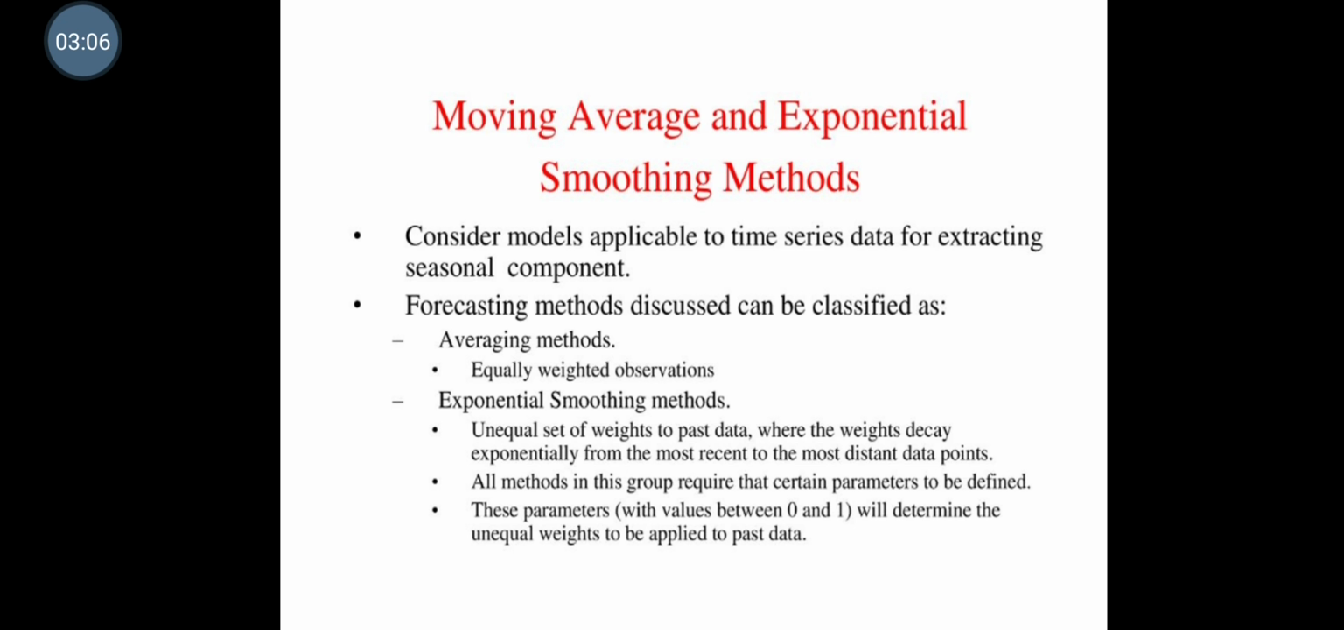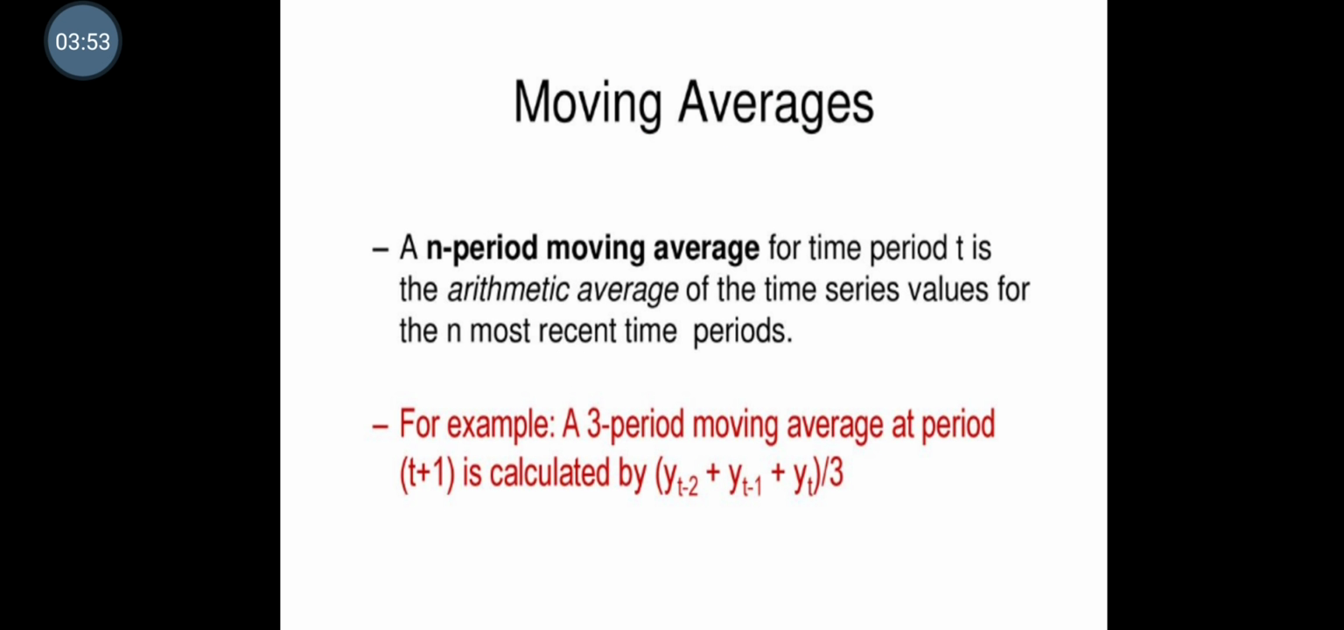Forecasting method decisions can be classified as average methods, with equally weighted observations, and exponential smoothing methods, with unequal weights applied to past data, where the weight decays exponentially from the most recent to the most distant data points. All methods in this group require that certain parameters be defined. Those parameters, with values between 0 and 1, determine the unequal weights to be applied to the past data.